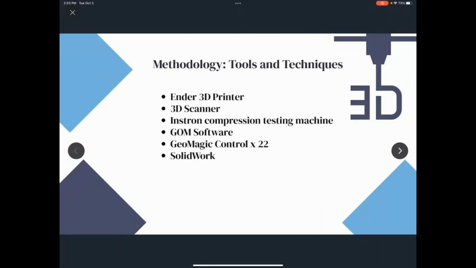Now we're going to dive into the methodology. First and foremost, we're going to talk about the tools and the techniques. The tools and techniques we used are the Ender 3D printers, as I mentioned, as well as a 3D scanner. Moreover, we used a strong compression testing machine, GOM software, Geomagic Control X22, as well as SolidWorks.